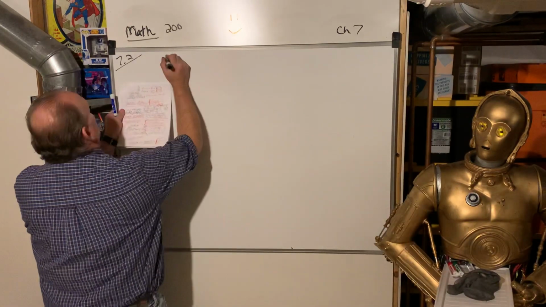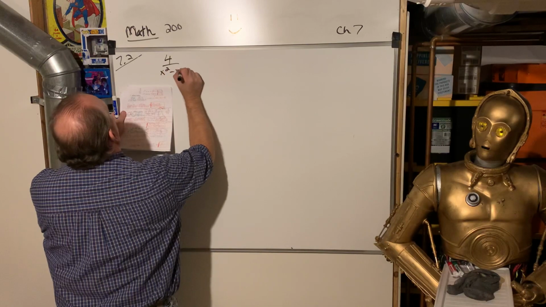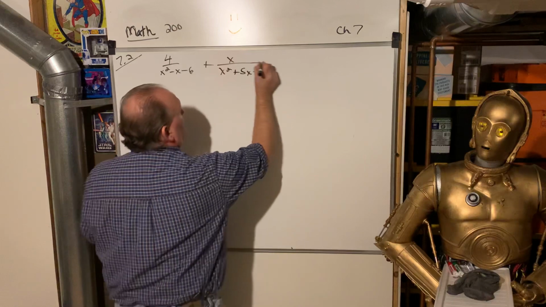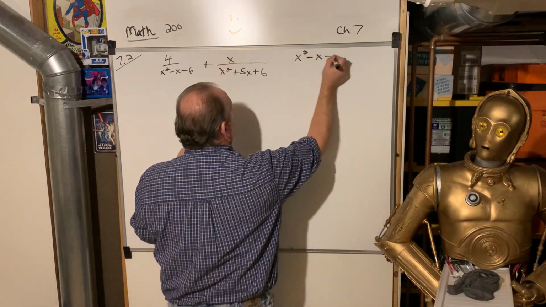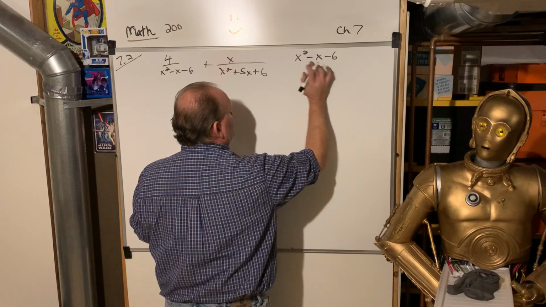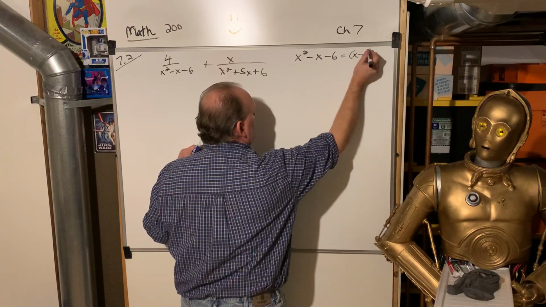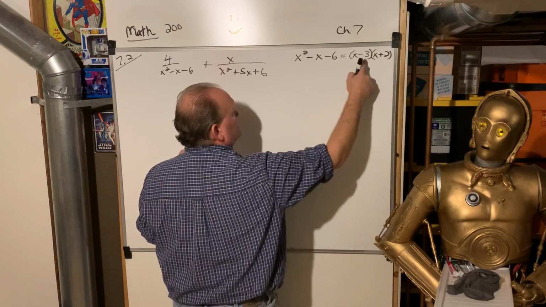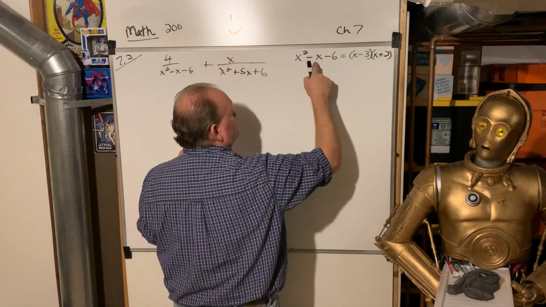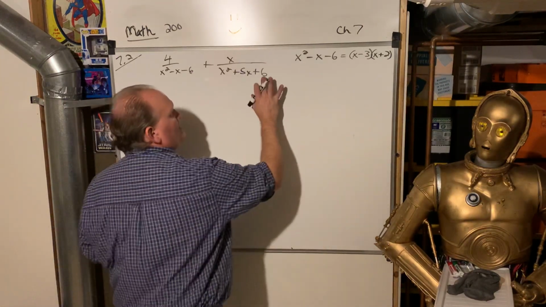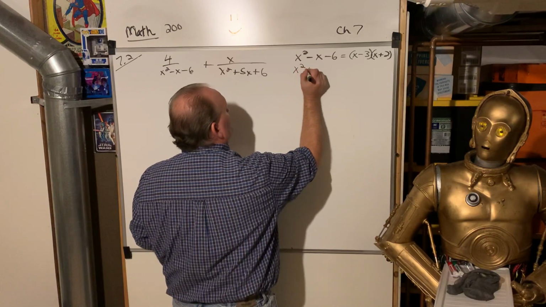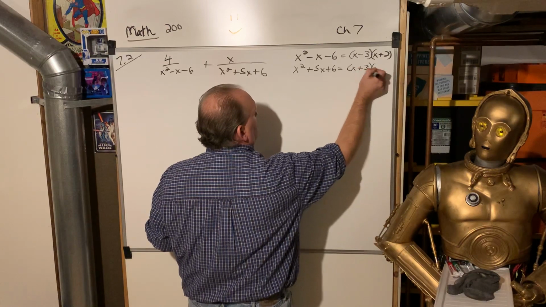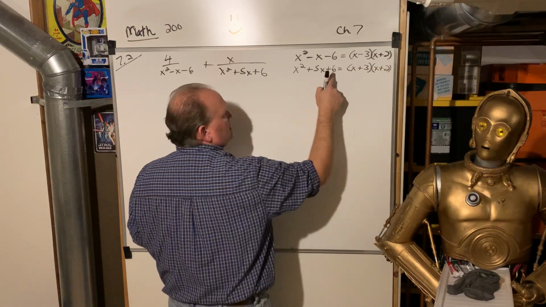So here goes. We had 4 over x squared minus x minus 6 plus x over x squared plus 5x plus 6. So we bust out our sweet factoring skills. Multiplies to be negative 6, adds up to be negative 1. That would be negative 3 and positive 2, right? Negative 3 times positive 2 is negative 6. Negative 3 plus 2 is negative 1x, right? Multiplies to be positive 6, adds up to be 5. That's going to be x plus 3, x plus 2, right? 3 times 2 is 6, 3 plus 2 is 5.